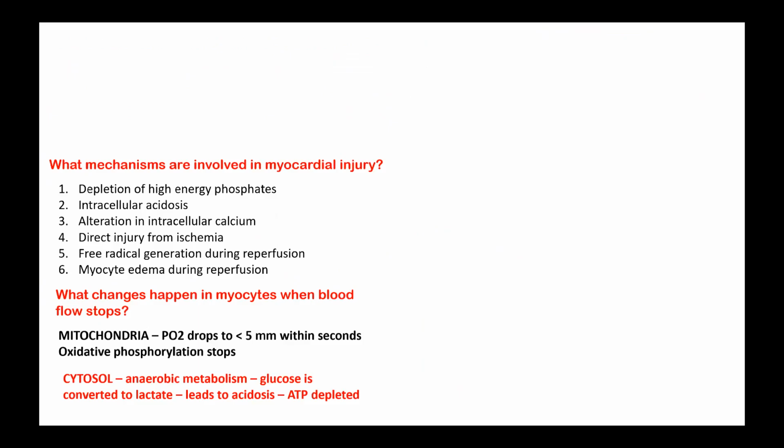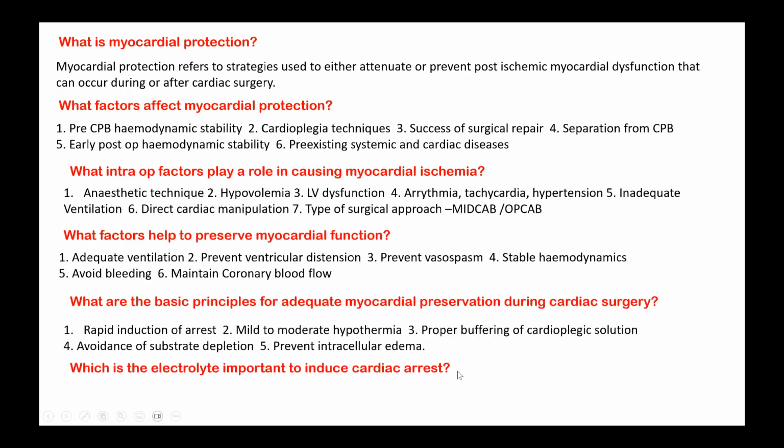Myocardial protection is the strategy used either to attenuate or prevent post-ischemic myocardial damage during cardiac surgery. The factors that can affect myocardial protection: usually it is needed when you do open heart surgery with the patient on cardiopulmonary bypass, like valve repairs or other intracardiac procedures where you stop the heart completely, make it a standstill. That is the situation where the myocardium gets damaged.